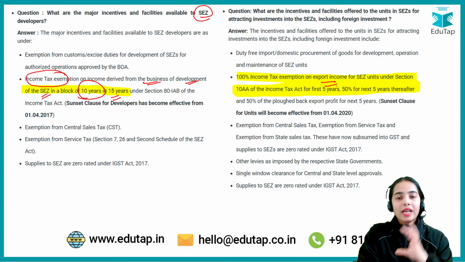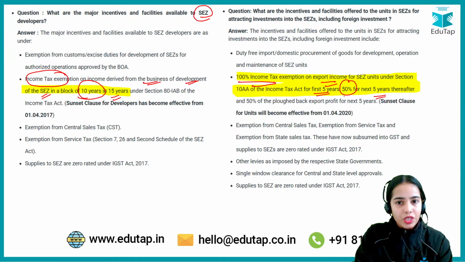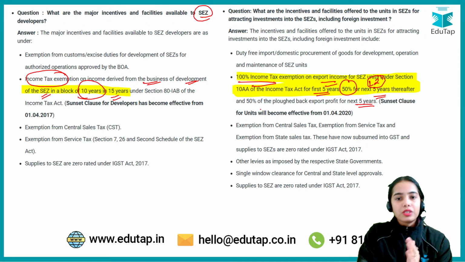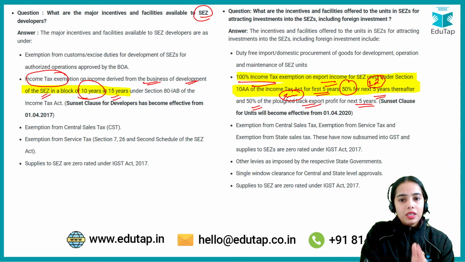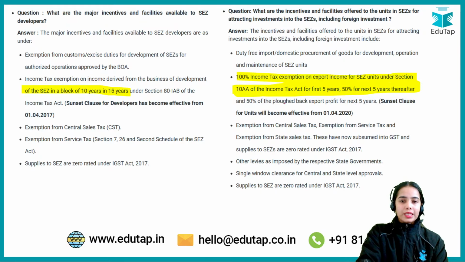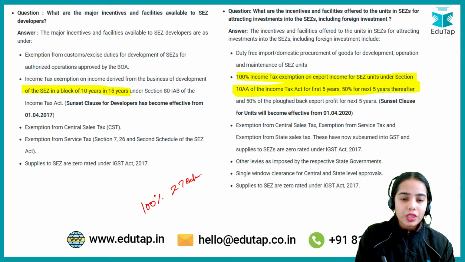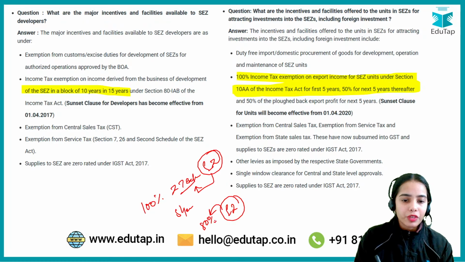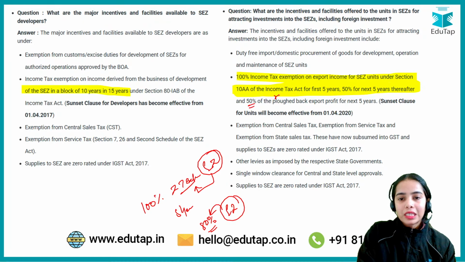While if you are doing the export and from the export you are earning the income, then 100% income tax exemption is given for the initial 5 years. In the next 5 years, 50% of income tax exemption will be given on the export income. In the next 5 years, 50% of the reinvested export profit will be exempted from the tax. So 100% exemption of the export income is provided for the first 5 years. In the next 5 years, the export income is exempted till 50%, and in the next 5 years, 50% of the reinvested export profit is exempted. This is the idea. Okay. So these are some of the data points that you can remember.